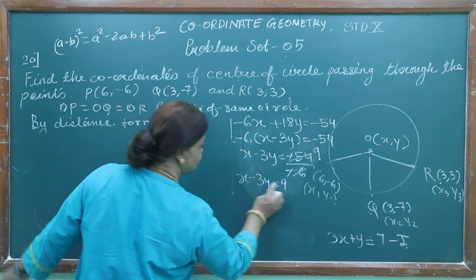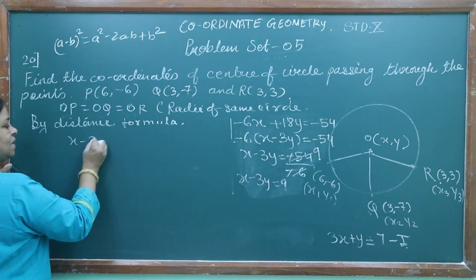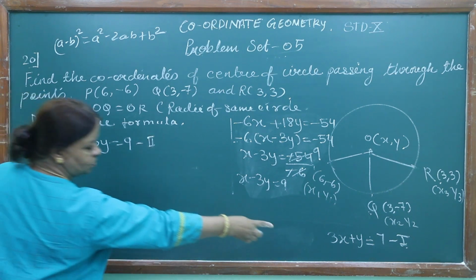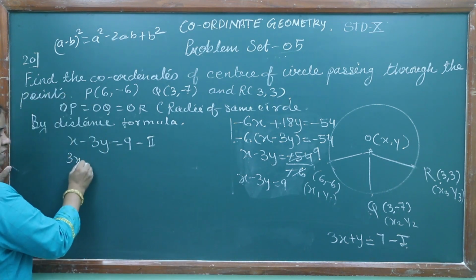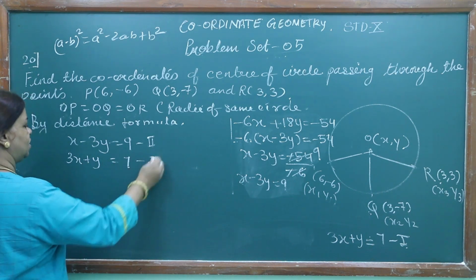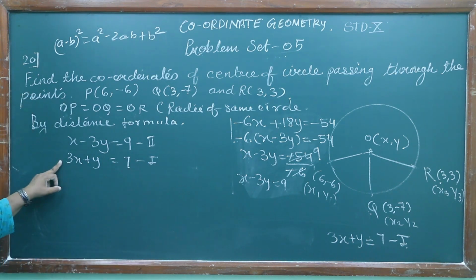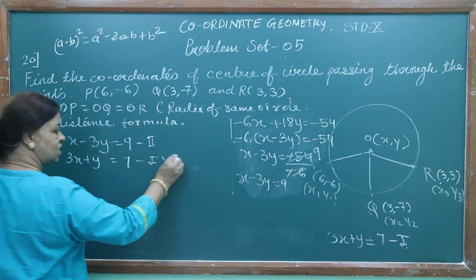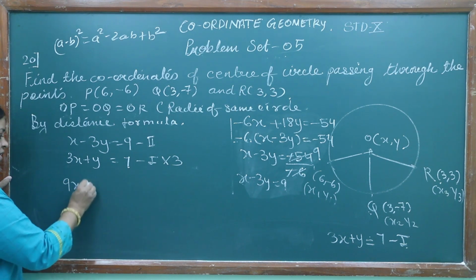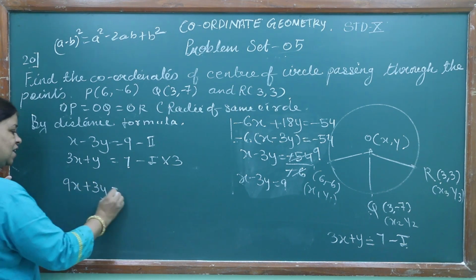Children, your second equation is x minus 3y is equal to 9, and the first equation was 3x plus y is equal to 7. Now I want to eliminate one of the terms. So what if I multiply the first equation by 3? If I multiply the first equation by 3, what am I getting? 3 times 3 is 9x plus 3y is equal to 21.